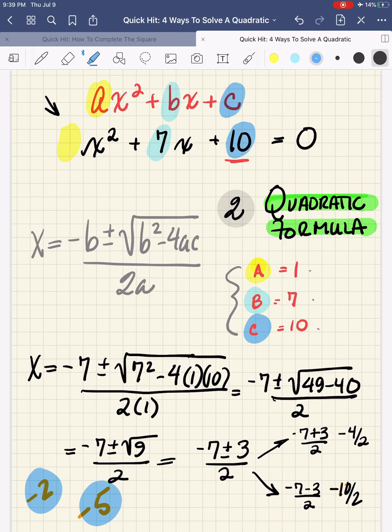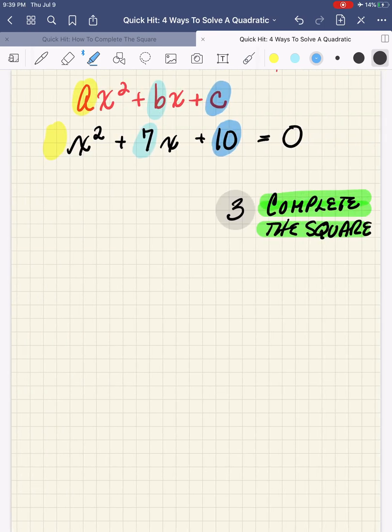There is yet another way. And that way, my friend, is called completing the square. Now, I have an entire other quick hit video about completing the square, which I urge you to watch. It's absolutely fantastic. But I think just for completion's sake, I'll go through completing the square again here. So again, here I'm going to use as my example problem, x squared plus 7x plus 10, where my a coefficient is 1, my b coefficient is 7, my c coefficient is 10.